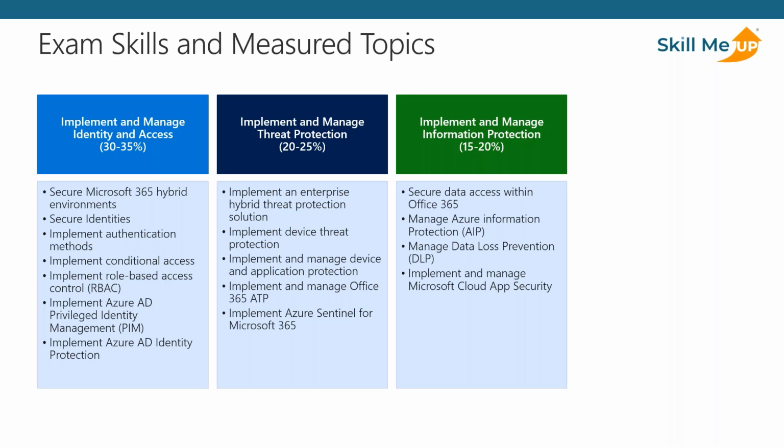Next, we have implement and manage information protection. This skill is weighted at 15 to 20% of the exam. What's interesting here is that it's a lower amount towards the exam, but the sheer amount of content and things that you'll need to understand makes it quite strange, because it's weighted less, but you'll need to know more.